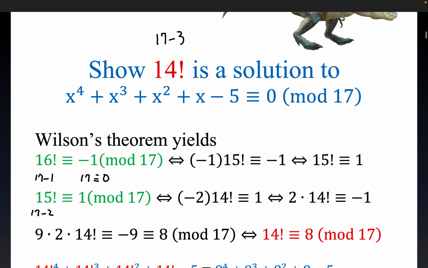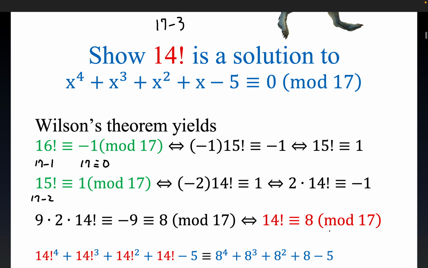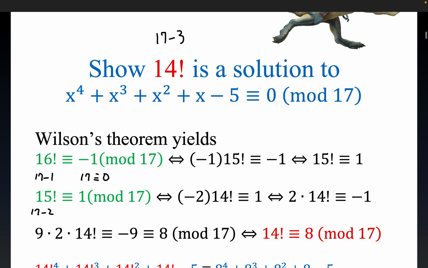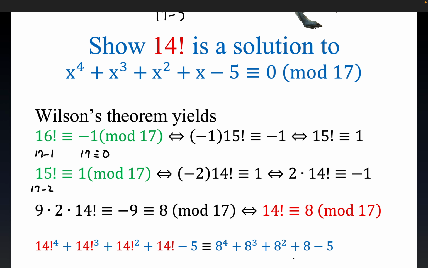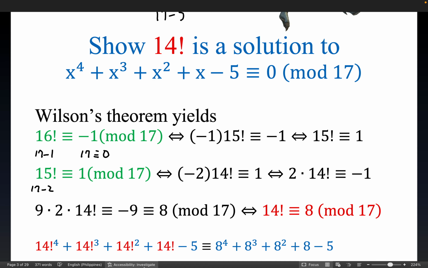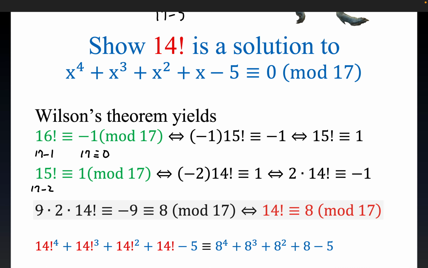Now this next statement's a little tricky. We're trying to get 14 factorial isolated modularly so we can substitute it back in. So why did I multiply by this crazy constant 9 right here? Well, notice that 9 times 2 equals 18, but that's congruent to 1. Isn't that cool? It's called the multiplicative inverse. That's what's so special about 9.